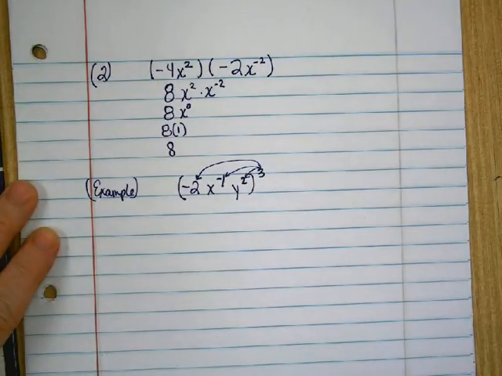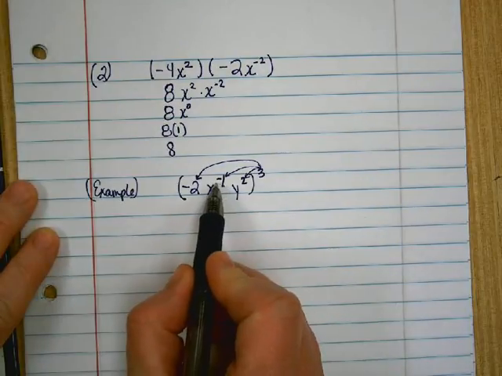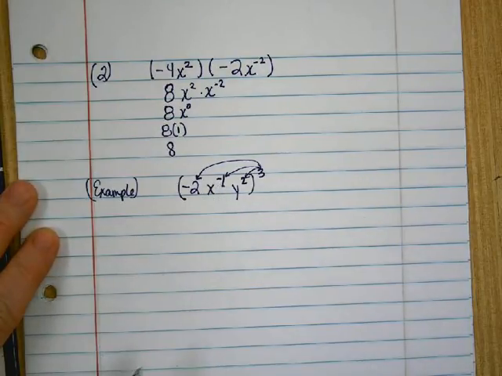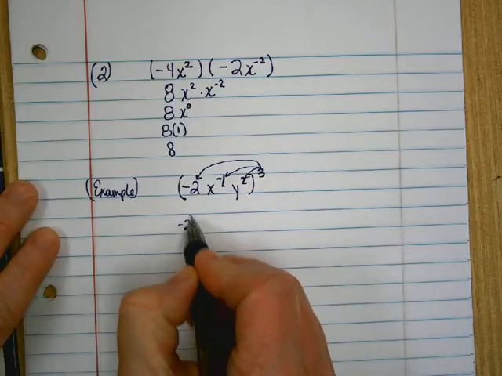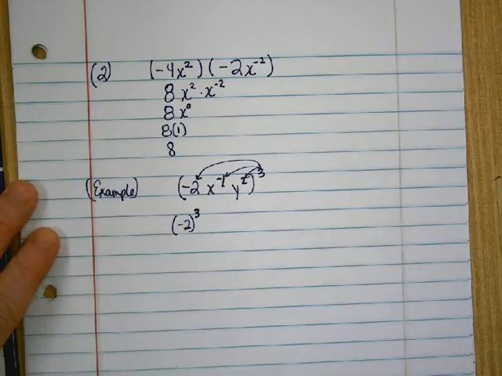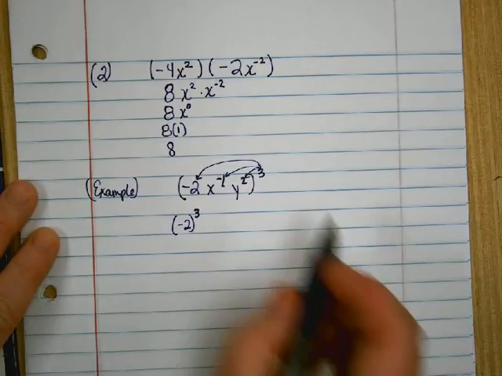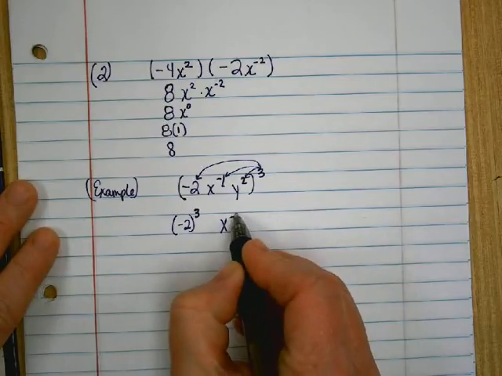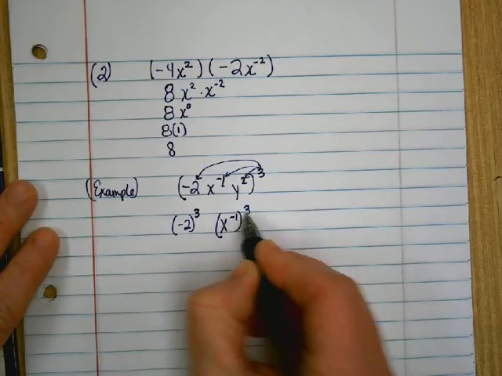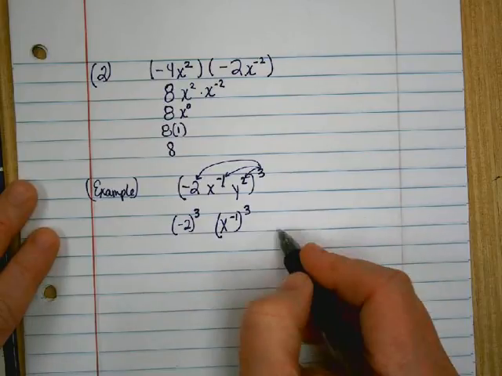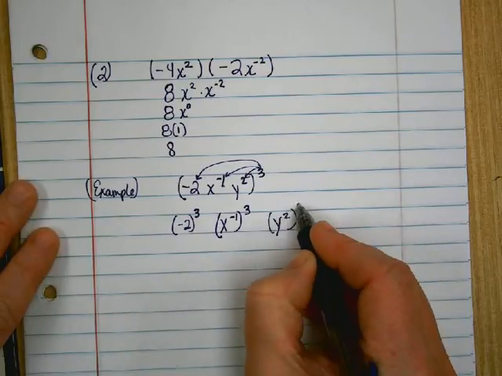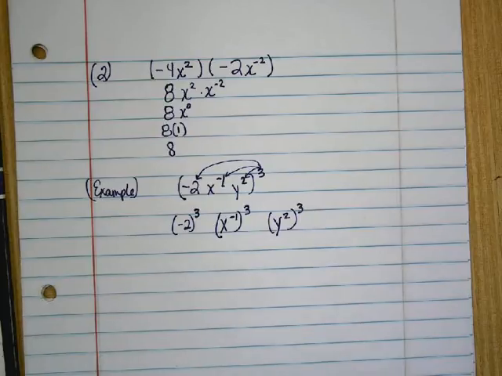Wait, hold up. Where does negative 1 come from? This negative 1 is the exponent. Okay. So the first one I have is negative 2 to the third power. Then I have x to the negative 1 raised to the third power. Then I have y squared raised to the third power. So that 3 affects every single thing.